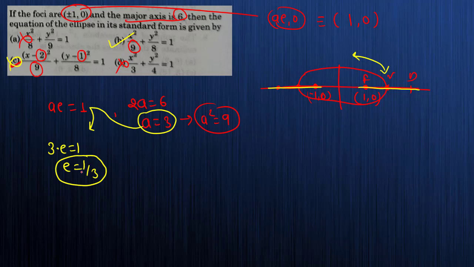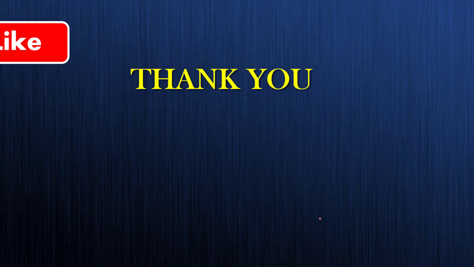If you find the value of a, you can find the value of the vertex. What are its coordinates? It is a, 0 and minus a, 0. So what is a? a is 3. So the vertices are 3, 0 and minus 3, 0. Okay, that's it for this video.